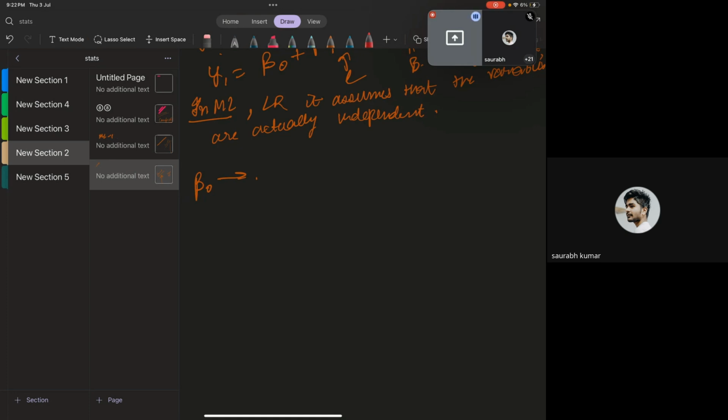So guys, is it clear now? So what is beta naught? Beta naught is the change in target feature by 1 unit increase. Sorry, beta one, by 1 unit increase in my independent variable x1, assuming that, important point, all the other variables remain constant.